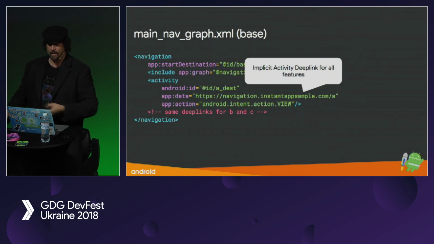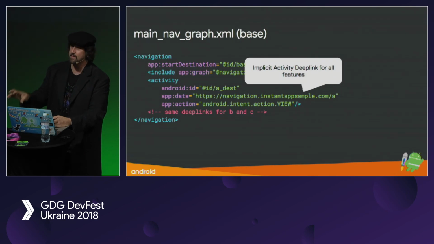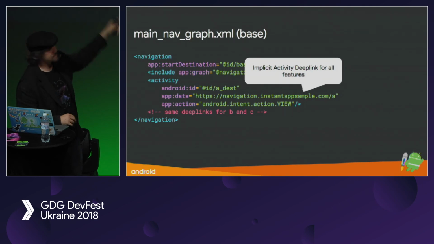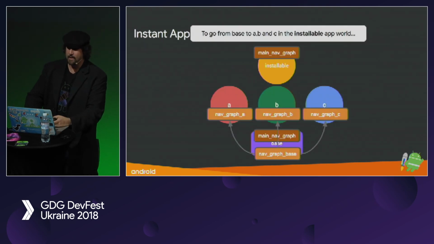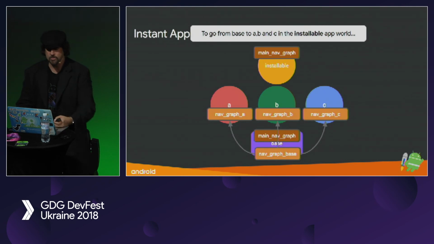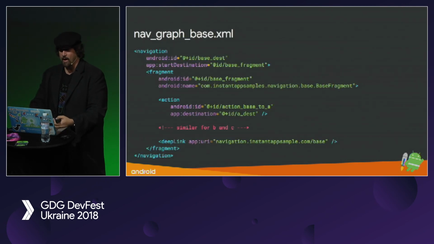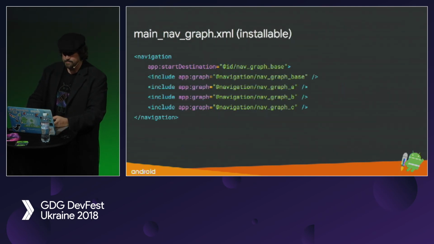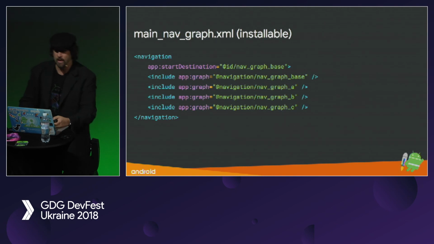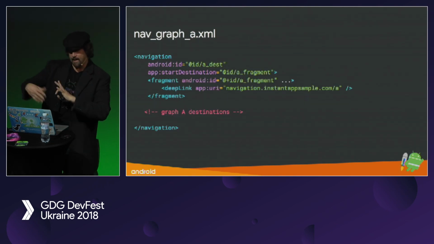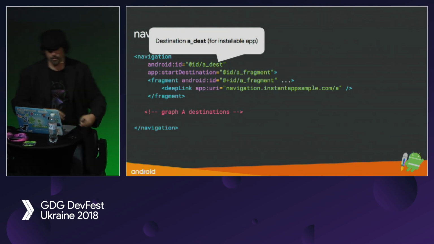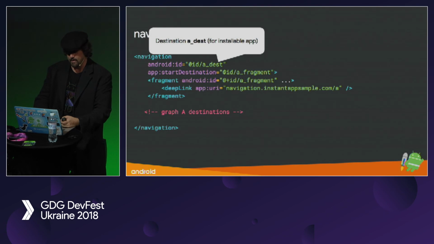Now, note that this contains the activity destination. Unlike normal activity destinations, this destination is an implicit activity deep link because it includes a URI instead of a destination ID. And in an installable world, if you want to navigate from the base to a feature, we start off in the base nav graph. And here's an action, there's always an action to adest. And the main graph XML uses nav graph A, which ultimately has adest in its start destination. So when you navigate to adest in the installable app, you're navigating here.